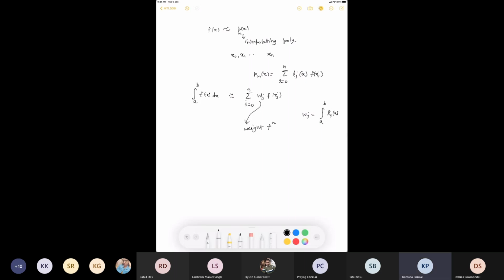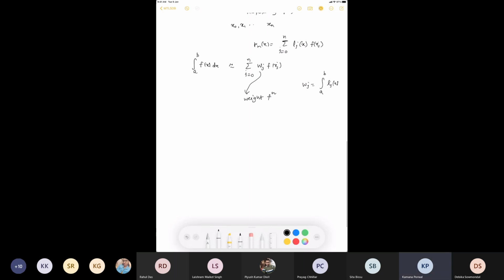So what we have been doing is fixing the nodes. That is, we know that the nodes are going to be x0, x1 up to xn, and then we are computing the weights, the w_j's, by using the interpolating polynomials. So basically, we are just integrating the basis polynomials, and that's how we obtained the weights.